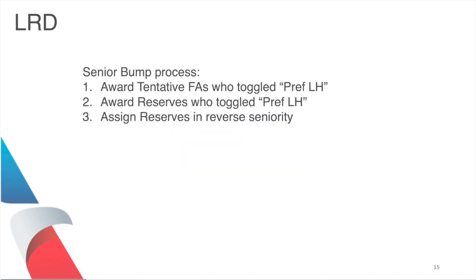With the option to bid your status, it is important to understand the senior bump process and the reasoning behind bidding 7 layers of lineholder and 7 layers of reserve. Once the LRD tool closes, your status will be determined as follows. Lineholders will be awarded lineholders. Next, the tentative flight attendants that toggle to prefer lineholder. Next will be reserves that toggle to prefer lineholder. If there are lineholder slots still available at the base, those will be assigned in inverse seniority.